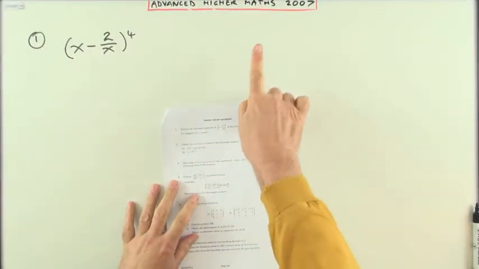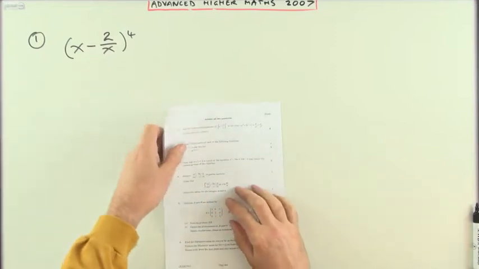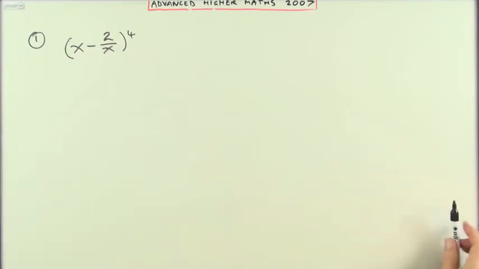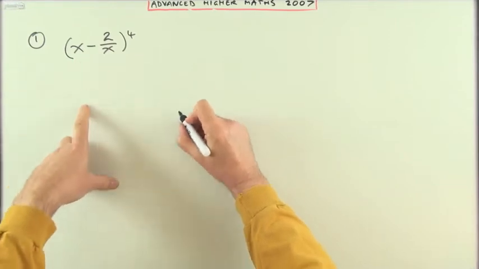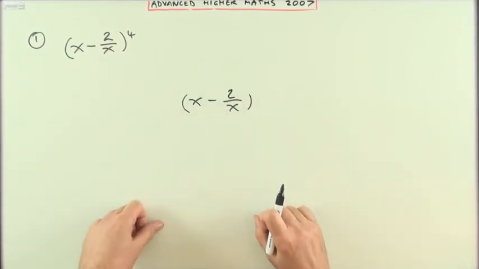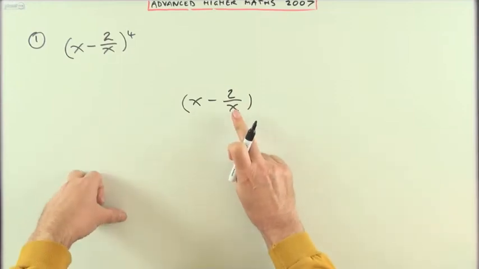And so number 1 from the 2007 Advanced Higher Maths, a binomial expansion. Simply take this and expand it out into all 5 terms. Well, there's something you could do first of all, which is, if you've got an expression like this, which has got variables in both parts of the binomial, you could extract the worst of them.